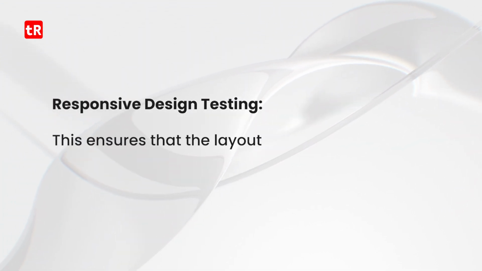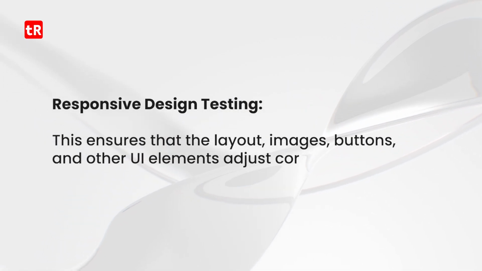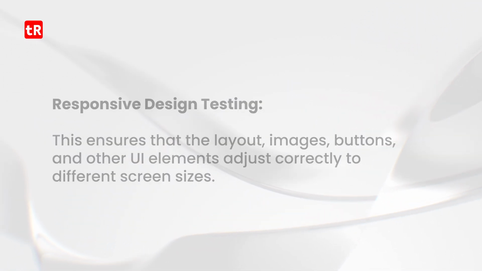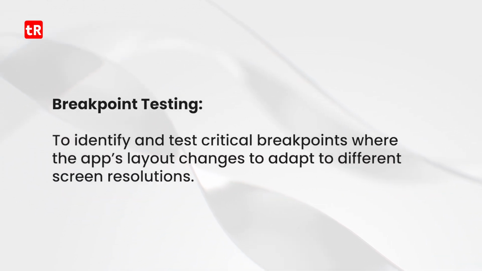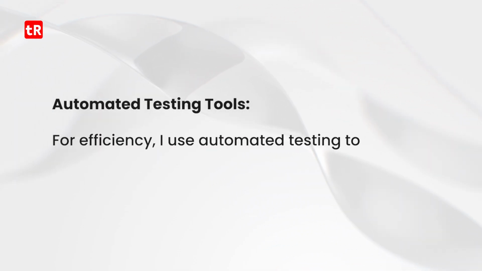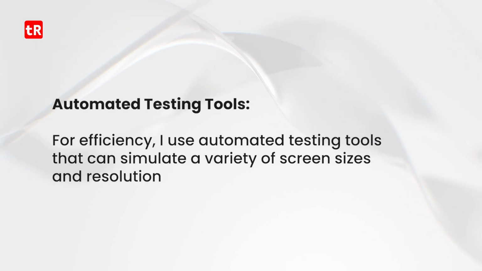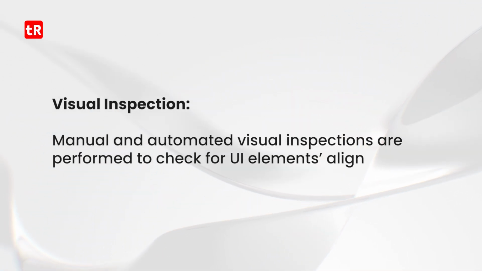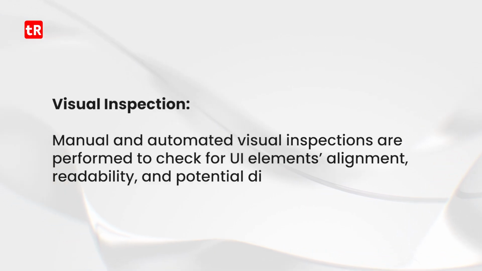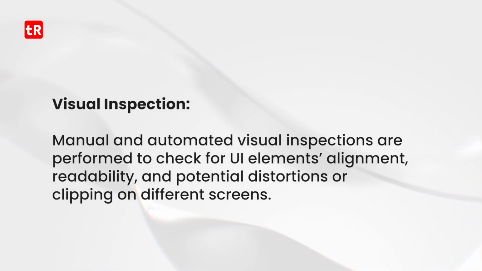This ensures that layout, images, buttons, and other UI elements adjust correctly to different screen sizes. Breakpoint testing. To identify and test critical breakpoints where the app's layout changes to adapt to different screen resolutions. Automated testing tools. For efficiency, I use automated testing tools that can simulate a variety of screen sizes and resolutions. Visual inspection. Manual and automated visual inspections are performed to check for UI elements, alignment, readability, and potential distortions or clipping on different screens.